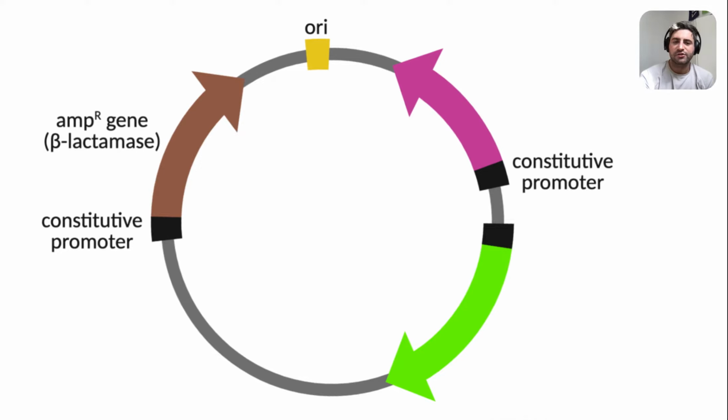And we have another gene that is also under the control of a constitutive promoter, and that is called the ARA-C gene. And I will tell you a little bit about the ARA-C gene in a second, but the fact that the ARA-C gene is under the control of a constitutive promoter tells us that the ARA-C gene will always be transcribed, and that means that the mRNA for the ARA-C gene will always be translated into ARA-C protein.